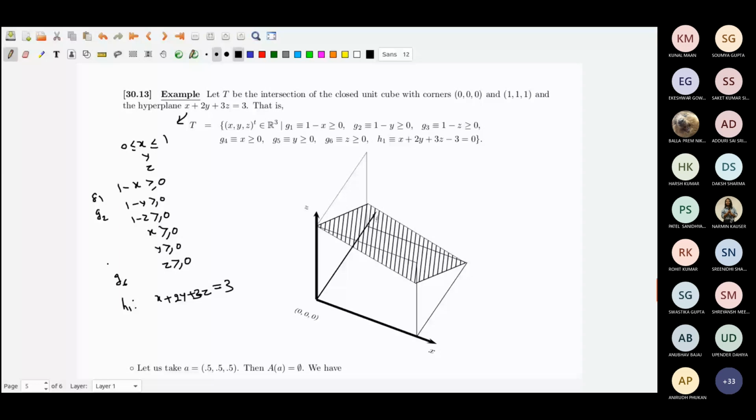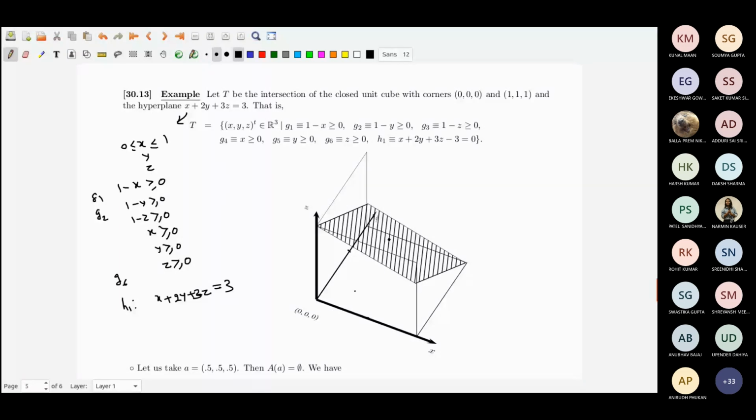Now let me take the point (half, half, half), that is x equal to half, y equal to half, z equal to half, somewhere here on the plane. That would be the point A. At this point, I want to compute the linearizing cone. Fine. What is the linearizing cone?